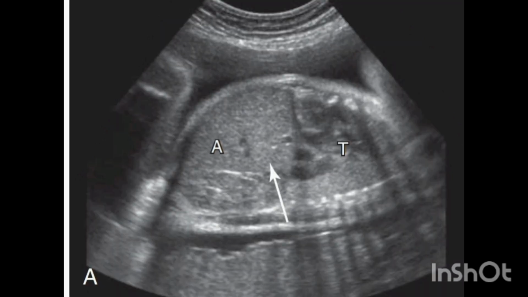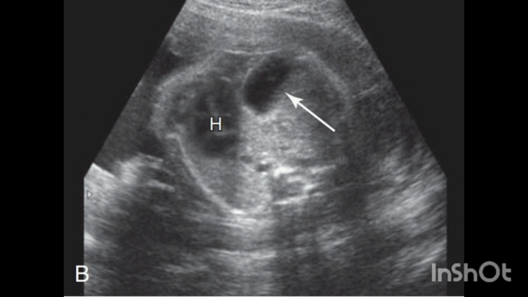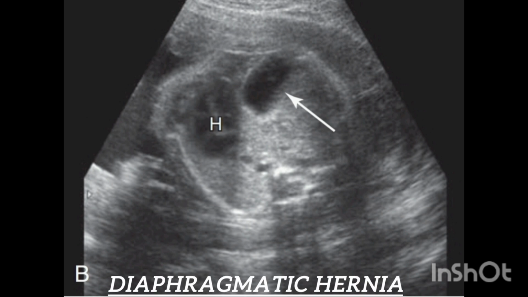Now there are a few other causes of non-visualization of the stomach other than esophageal atresia. In this image, you can see that there is no stomach bubble in the abdomen. The thorax looks a bit congested with a few cystic structures, but it's not very clear. When the same fetus was scanned in the transverse section, you can see that there is a stomach bubble present in the thorax and the heart is pushed towards the right. This is a case of diaphragmatic hernia with herniation of the abdominal contents, mainly the stomach, into the thorax.